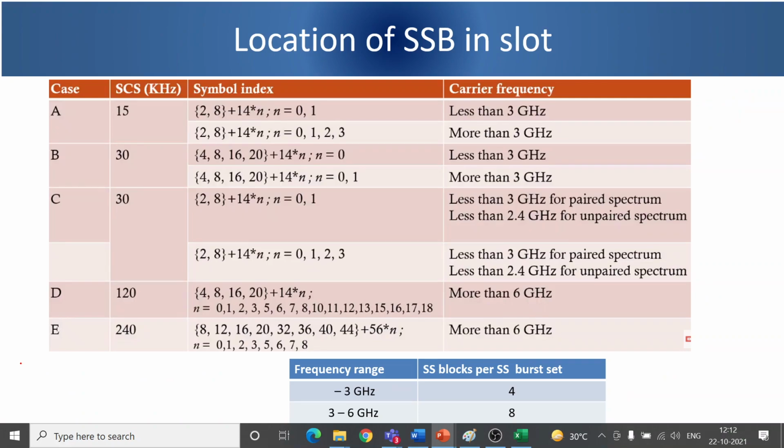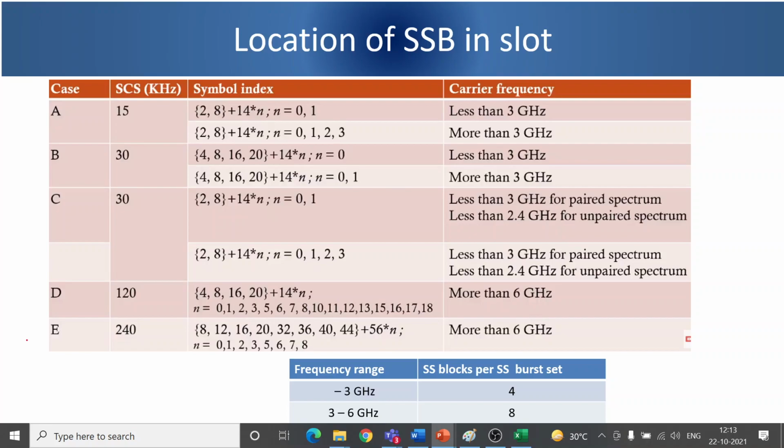So up till now we have understood how the SS block looks in frequency and time domain, and how on frequency we are able to search using the global synchronization raster. But the next question is in time domain. Although we know that it will contain four symbols, where will those four symbols be located? So you have to refer to this particular table, that where that particular SS block will be located.